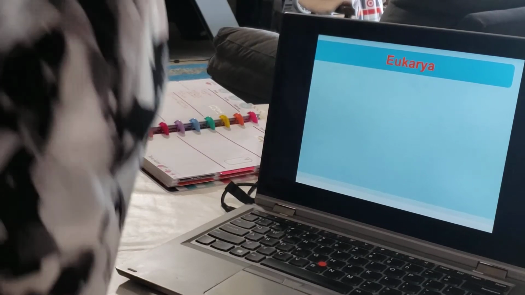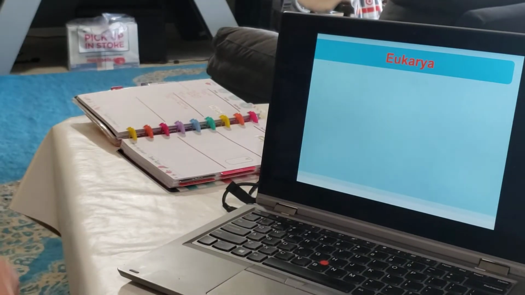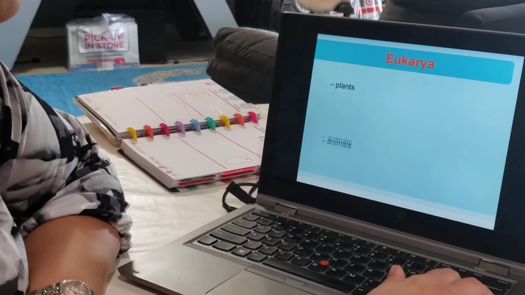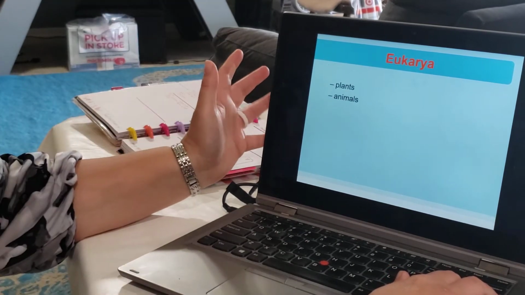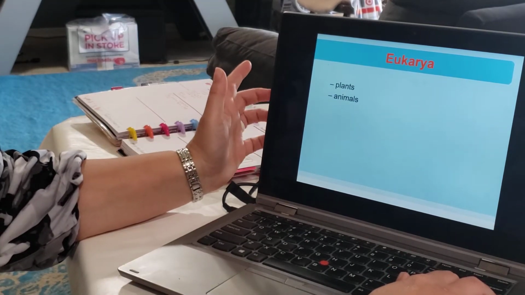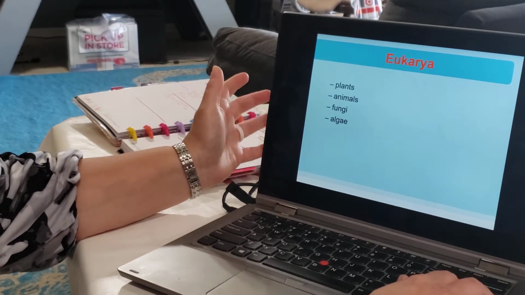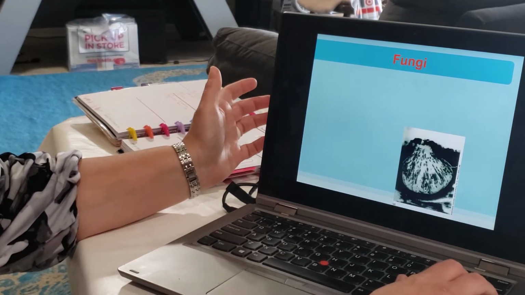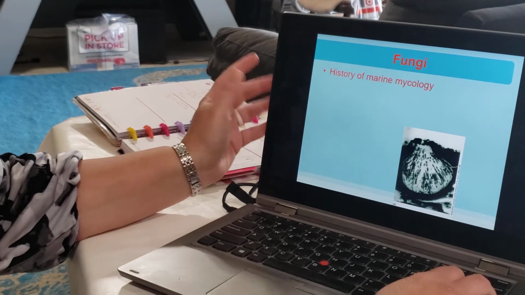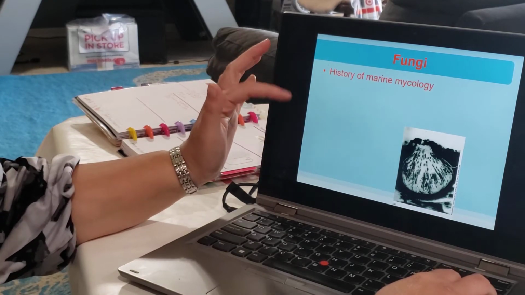All right, this is chapter 6, part 2, Eukarya. In the eukaryotic domain, we've got plants, animals, fungi, and obviously protists, which include your algae, your protozoans, all the fun stuff. So we have fungi. The history of marine mycology.